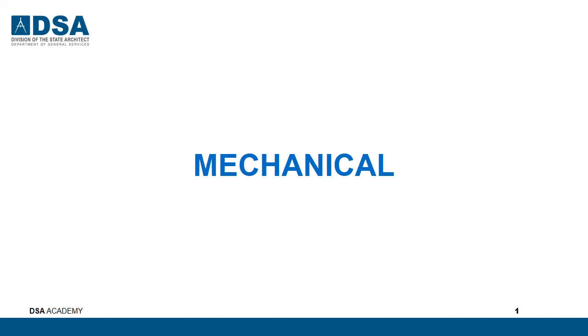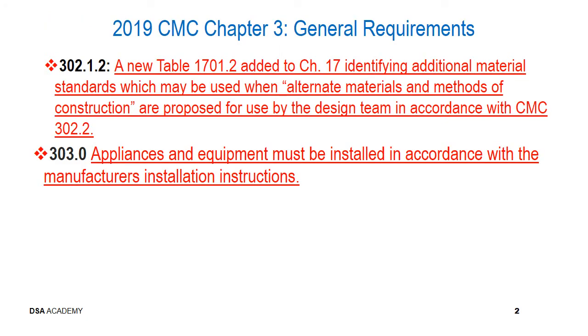Now we will go over some of the mechanical code changes of interest to project inspectors. There's been some changes in the CMC, the California Mechanical Code, in Chapter 3 related to general requirements. Section 302.1.2, a new table 1701.2 added to Chapter 17, identifying additional material standard which may be used when alternate materials and methods of construction are proposed for use by the design team in accordance with the CMC 302.2.